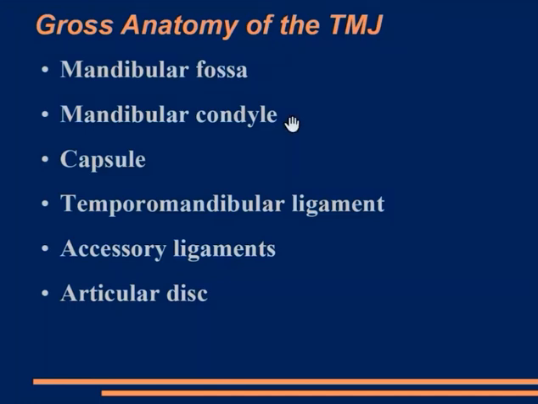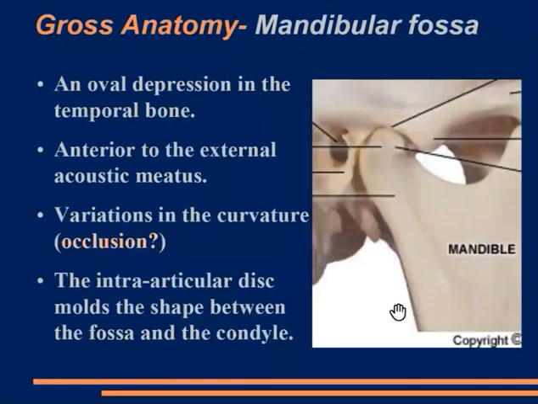Other than the fossa and the condyle, we have the surrounding capsule that surrounds all of the temporomandibular joint. We have the ligaments. The main one is the temporomandibular ligament, or the lateral ligament, and some accessory ligaments that hold or support the TMJ in place. And lastly, we talk about the articular disc part. This is not part of histology, but general gross anatomy.